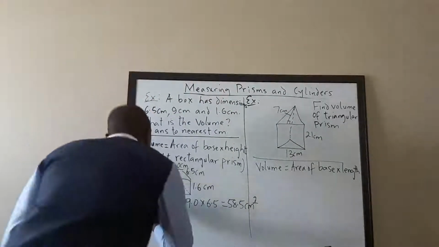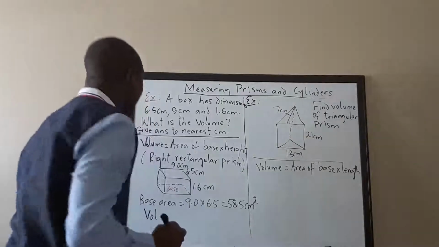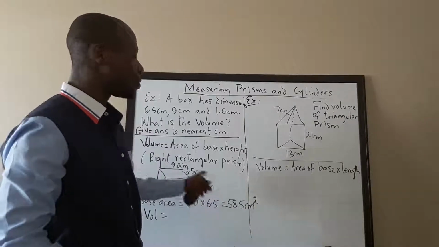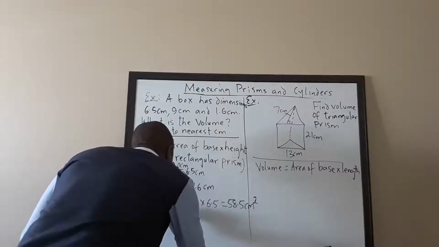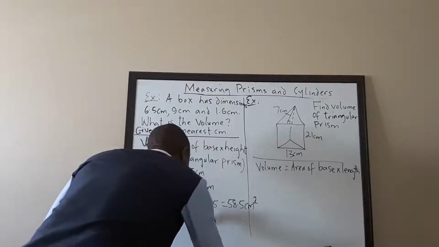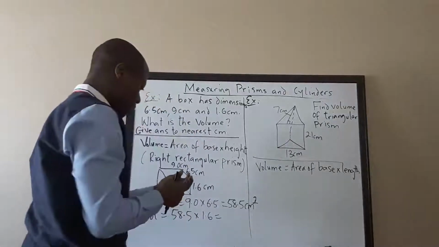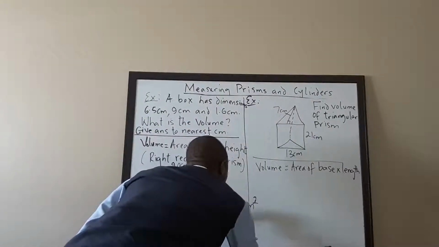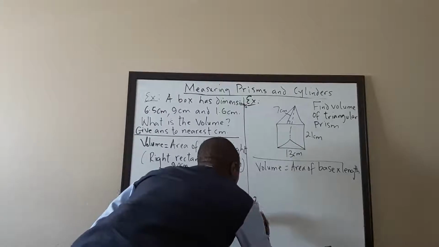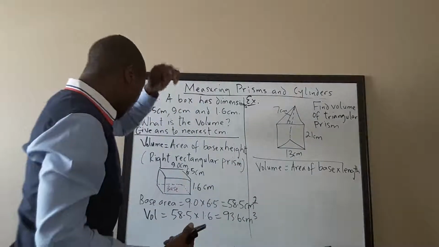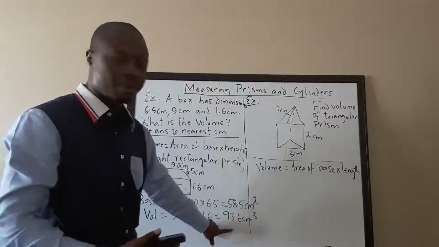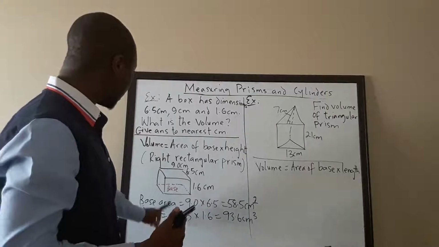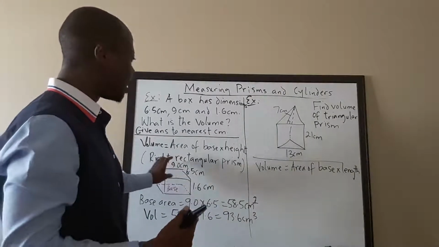So that means that the volume is area of the base, 58.5 times 1.6. Now, 58.5 times 1.6 is 93.6, so centimeters cubed. And that is the volume for this particular one.